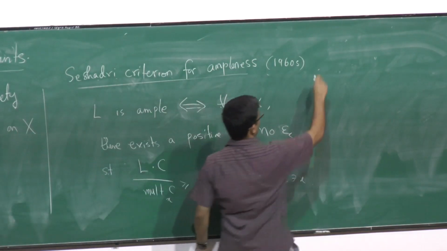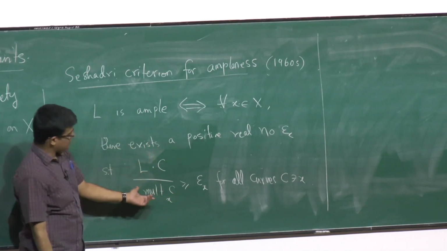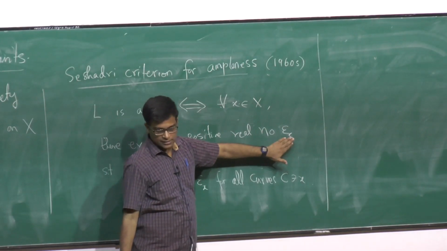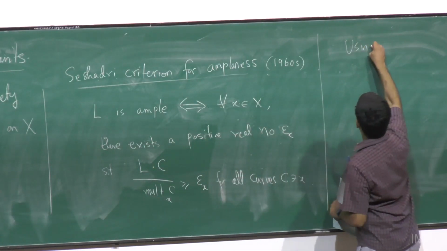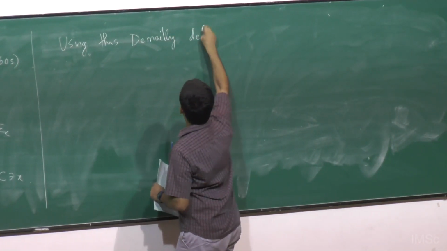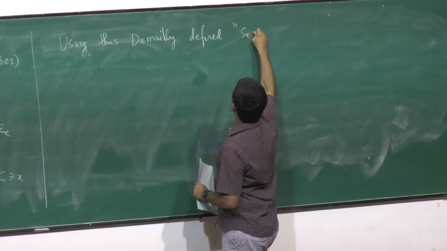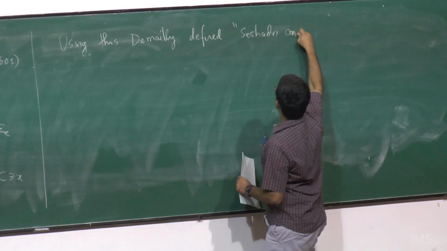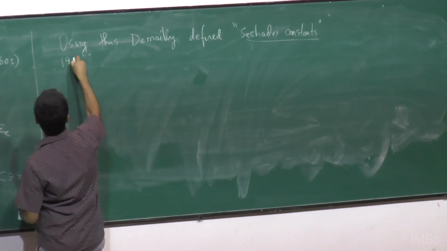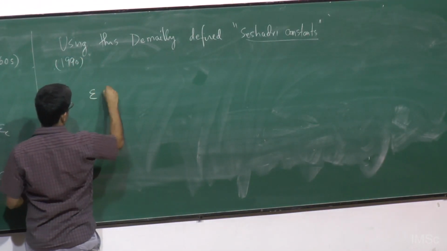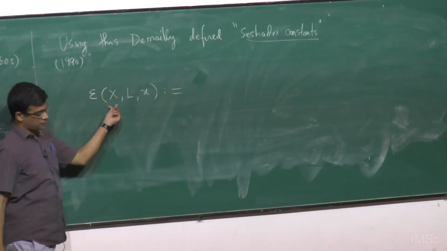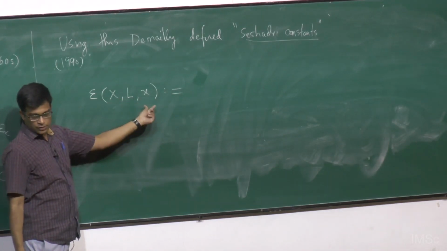Using this, so now that we know that this happens for an ample line bundle, we can ask what is this infimum, and that is called the Seshadri constant of L at x. So using this, or motivated by this, Demailly defined, so this is in around 1990, and the notation for this is, okay, so I'll often omit X, but X is the variety, L is the bundle, small x is the point.